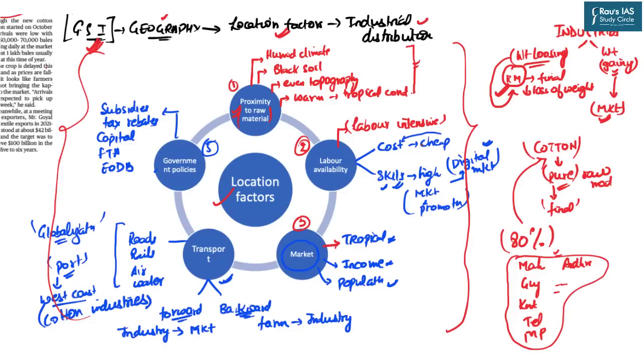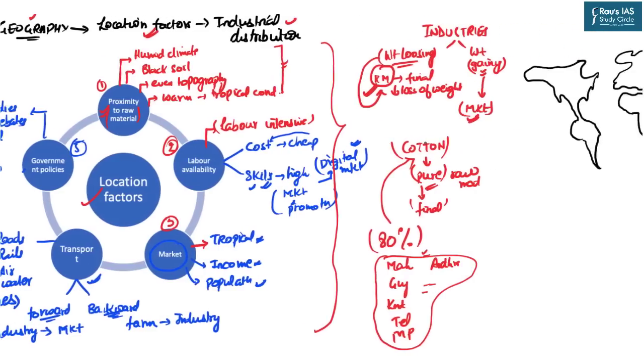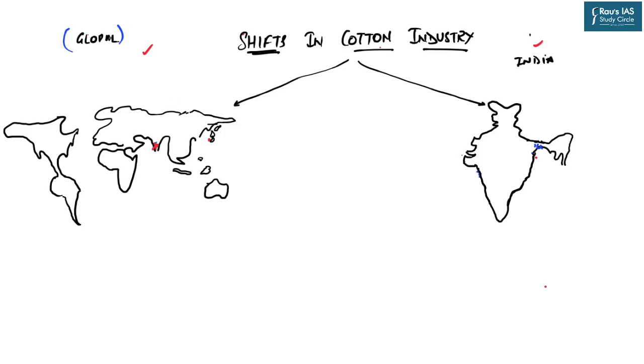So now if you have closely understood and analyzed all these locational factors, you can come up with the reasons why there have been significant shifts in the cotton textile industries. But for that, first obviously you should know what those shifts are. When it comes to the global perspective, we all know that during the ancient times, Asian countries like India and China were the leading players when it came to textiles, and more specifically cotton textiles.